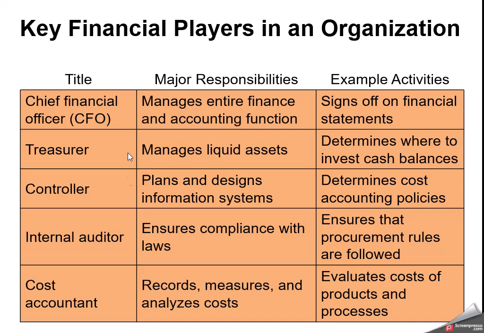So here are some of the different types of accounting personnel within a company. The top person on the accounting side is the CFO, or Chief Financial Officer, and they basically manage the entire finance, accounting, treasury area. They are also the ones who sign off on those annual reports like the 10K and the 10Q.